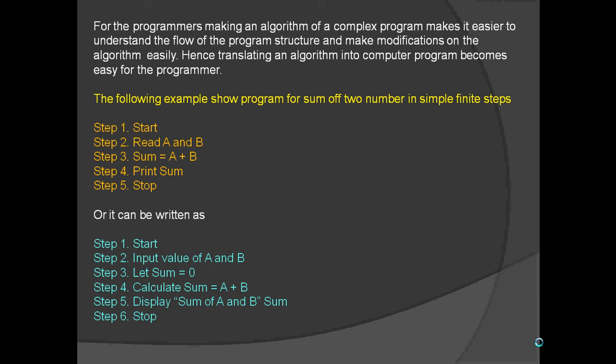In step 2, read A and B. Read A and B means you're entering the values of A and B from the keyboard, that is, accept the values of A and B and store them in A and B. Step 3 is sum equals A plus B, so that is the formula. Suppose 5 plus 4 is 9, and it will be assigned to the variable sum using the assignment operator equals. So you can see that the program logic is also explained there.